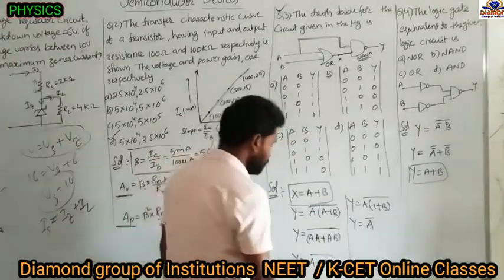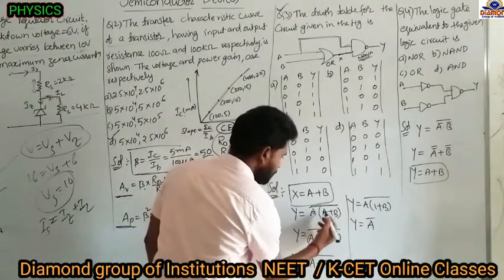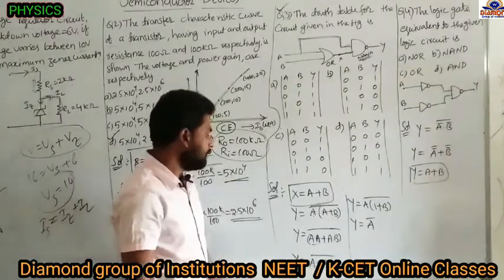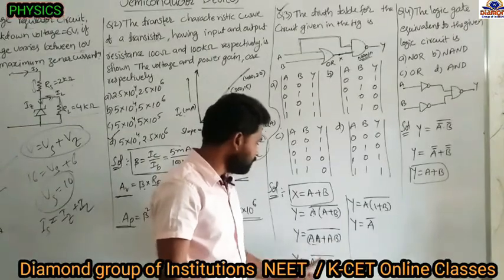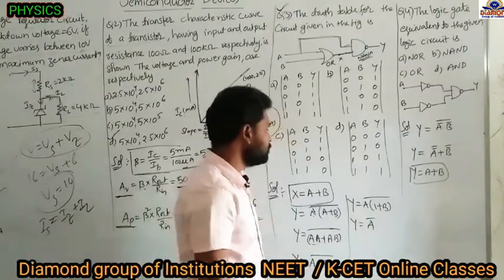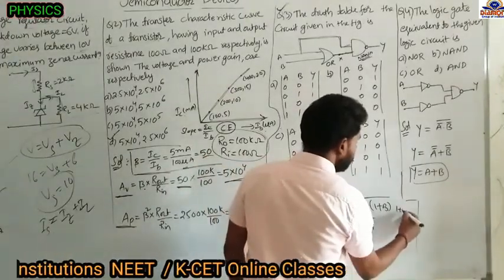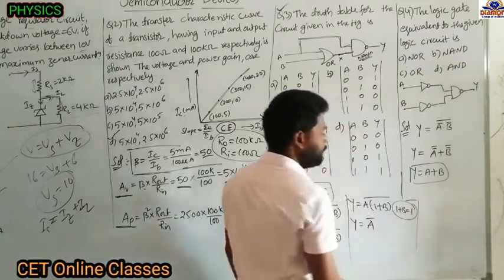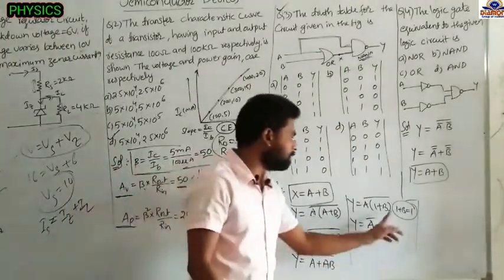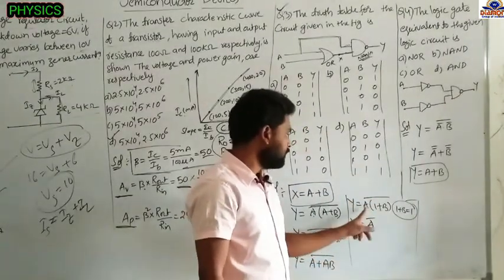Now follow the algebra. Multiplying inside: A into A plus A into B. A into A is just A, so we get A plus AB. In these two terms A is common, so taking A common, A into 1 plus B. From Boolean algebra, 1 plus B gives 1 only. If B equals 0, 1 plus 0 is 1. If B equals 1, 1 plus 1 equals 1. So 1 plus anything gives 1 only. So A into 1 is A only.